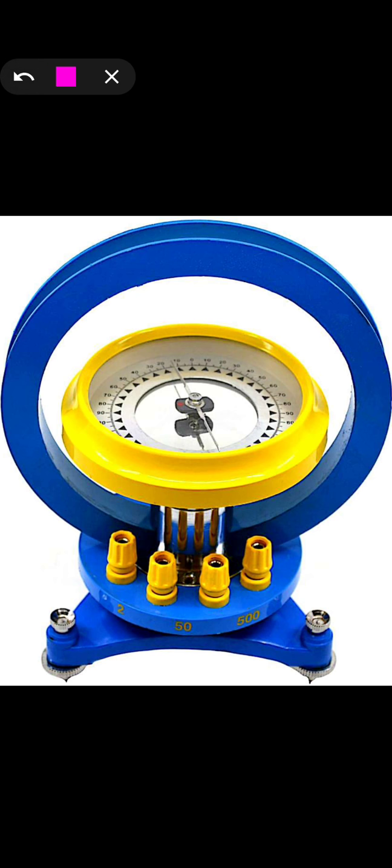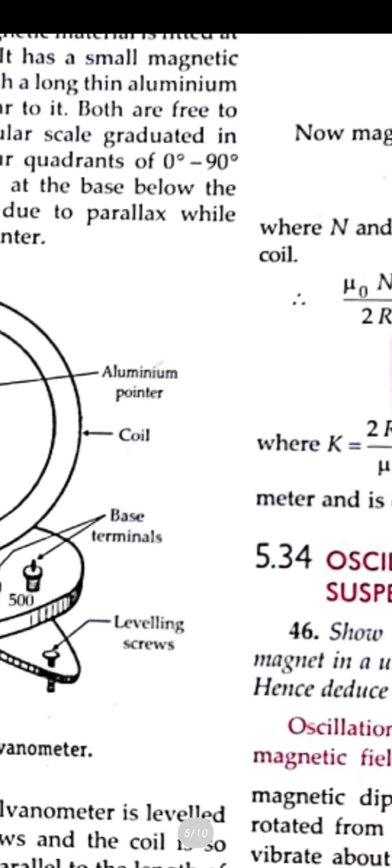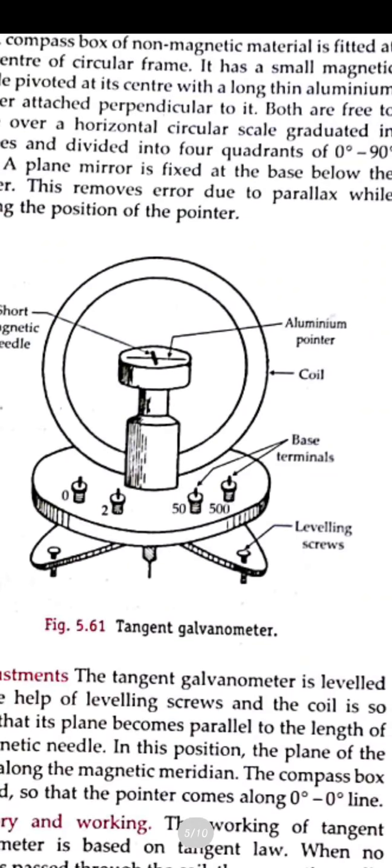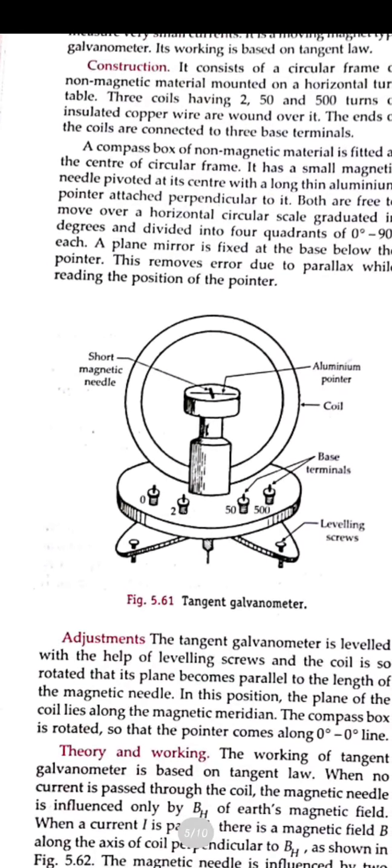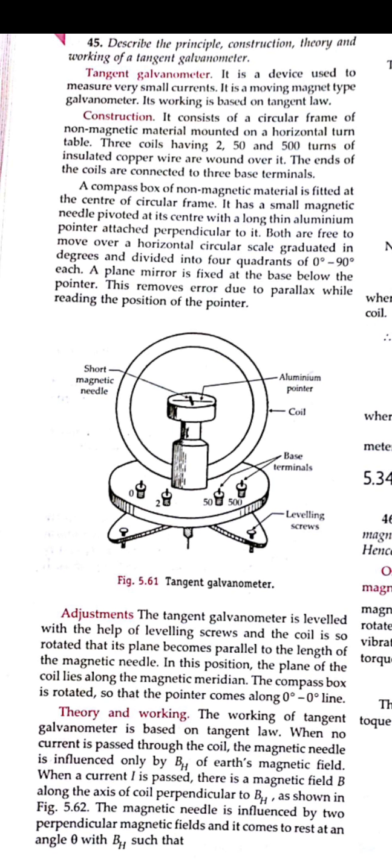So next we can see mathematically also that this was a galvanometer. We have seen the leveling screws, base terminals, short magnetic needle, aluminum pointer is there. So what we have seen is that the aluminum magnetic needle is pivoted at the center, horizontal circle is also there, vertical circle is also there. So three coils are having different turns, 2 turns, 50 turns and 500 turns. The vertical circle and the horizontal circle are made of non-magnetic material, that is ebonite. So there will be some deflections also, that a horizontal circular scale graduated in degrees, that is 0 to 90 degrees, will be there for the horizontal one.